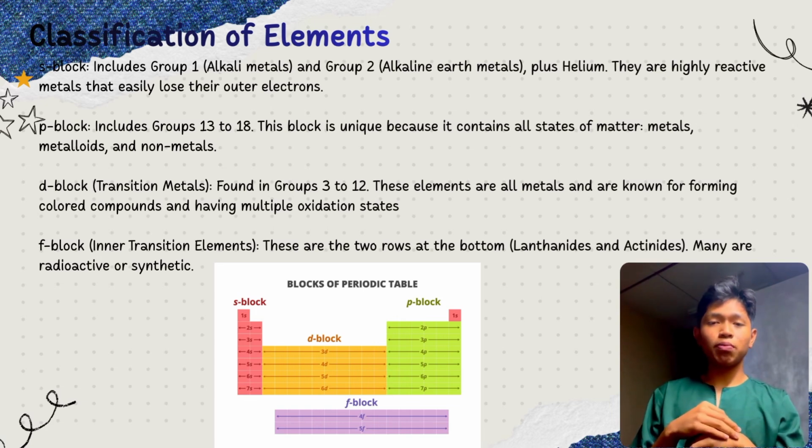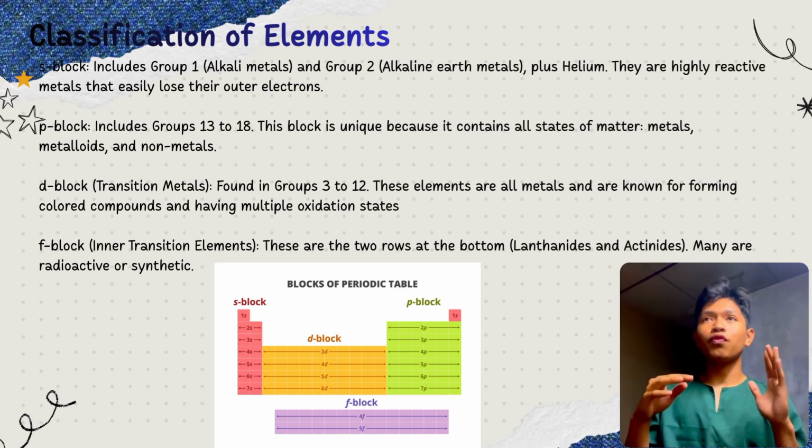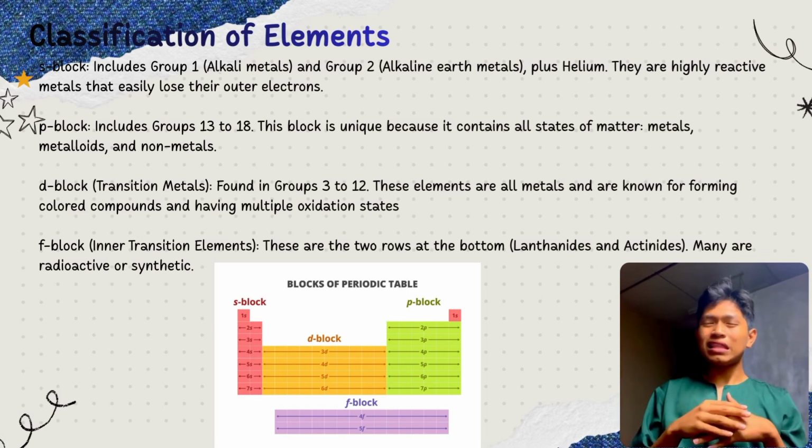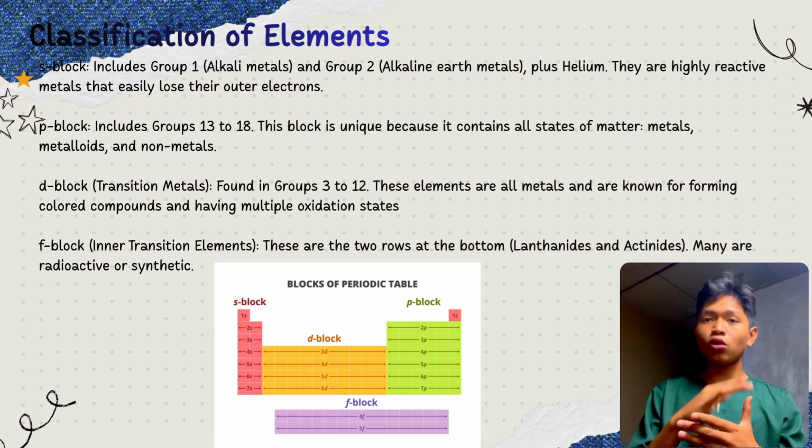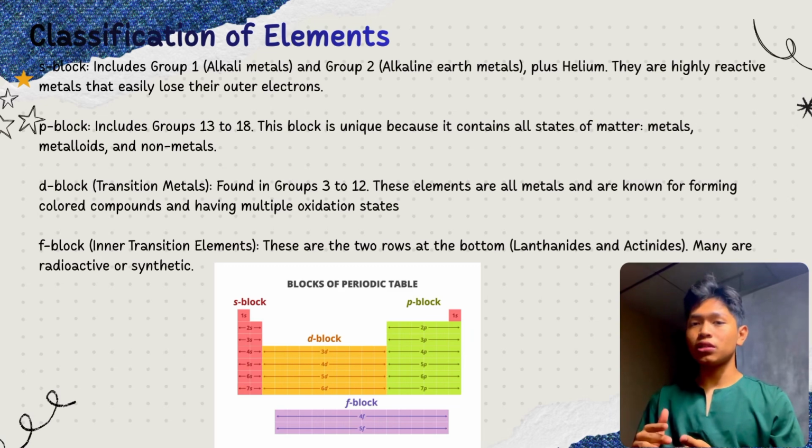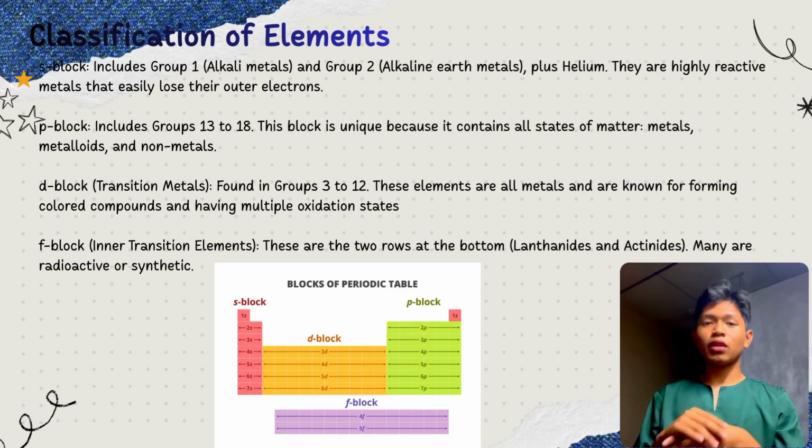Next, D block, or transition metals, found in group 3 to 12. These elements are metals, often forming colored compounds and having multiple oxidation states. And for the last one, F block, at the bottom, these are what we call inner transition metals. These are the two rows, as we can see at the bottom, lanthanides and actinides, and many are radioactive or synthetic that we can find in this block.